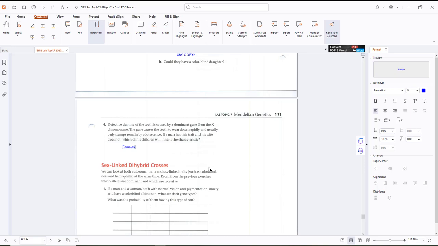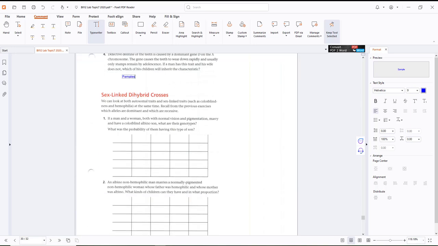The females, right? Because it's found on the X chromosome. And who gets the X chromosome from dad? The girls, okay? The boys get the Y chromosome. All right. Let's move on.